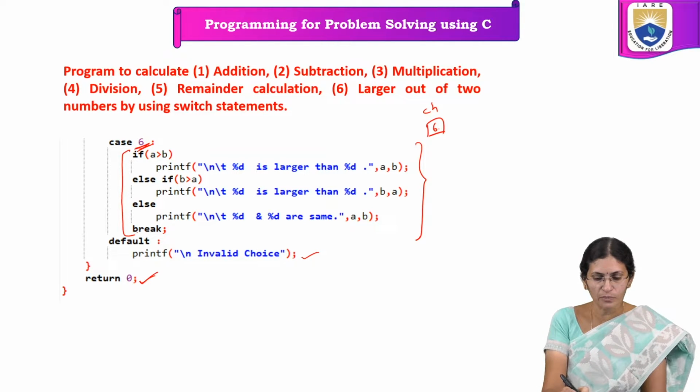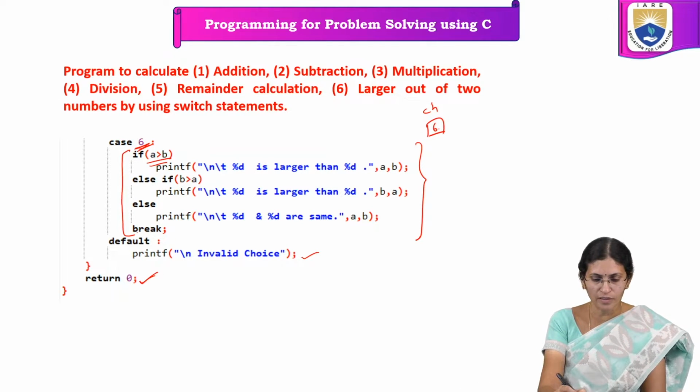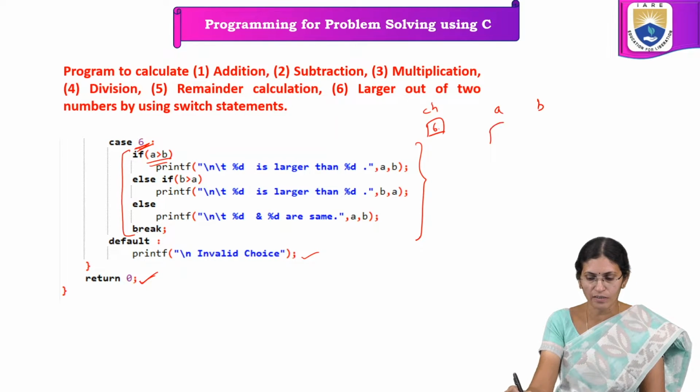So therefore it will perform these operations. So if A and B, then the corresponding values A and B have to be entered by the user. So if A is equal to 3 and B is equal to 4, it will print the larger out of the two numbers.